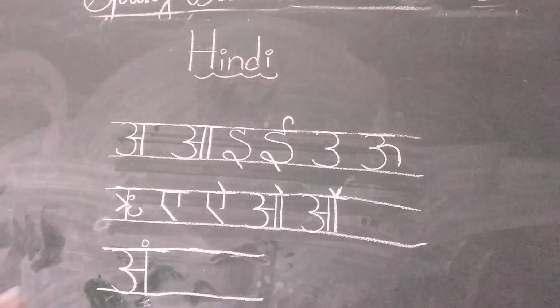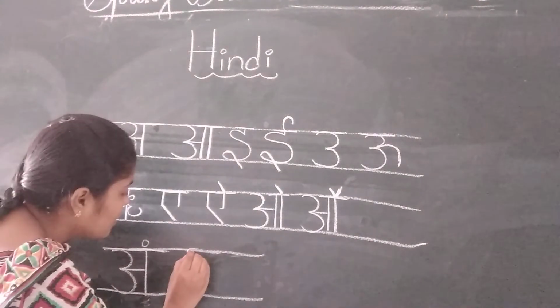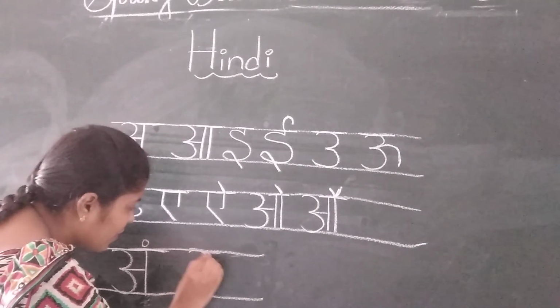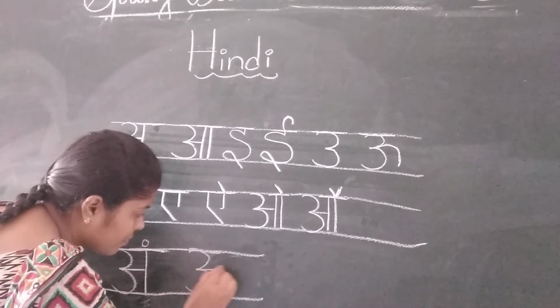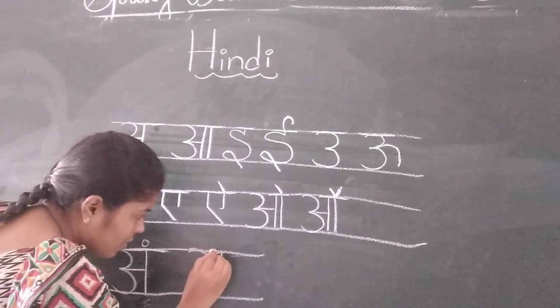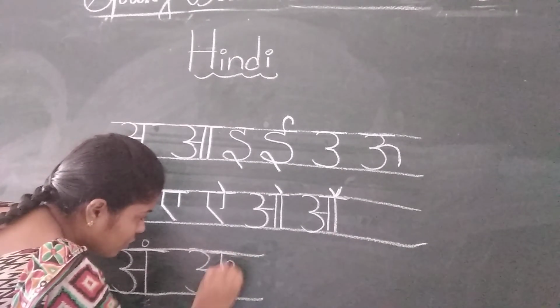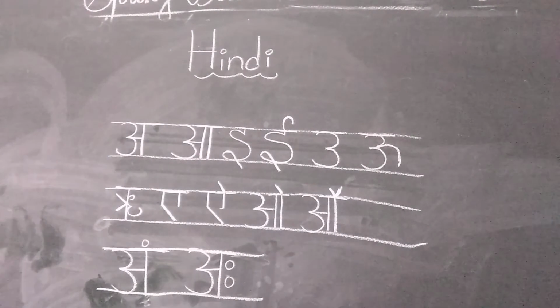Next letter is Aha. So how to write that letter, children? We have to write A, and next we have to write two small circles. It forms letter Aha.